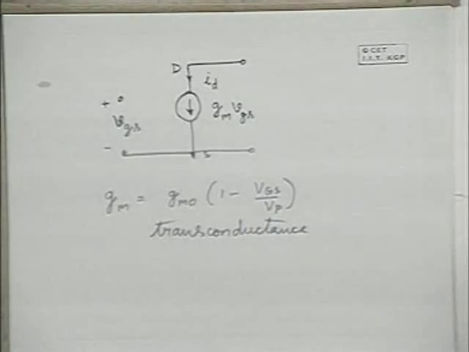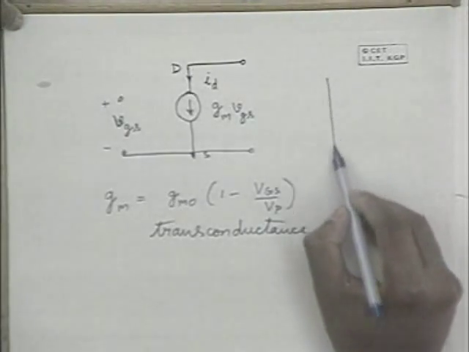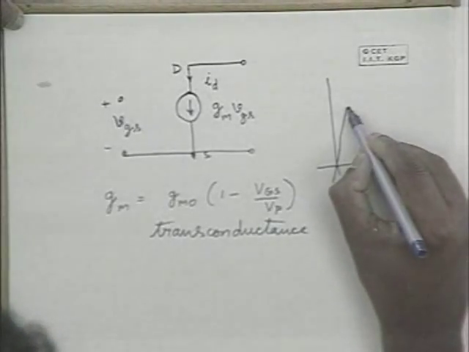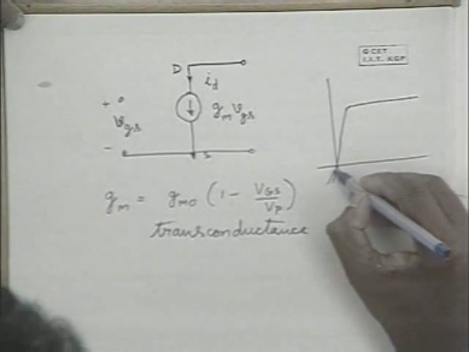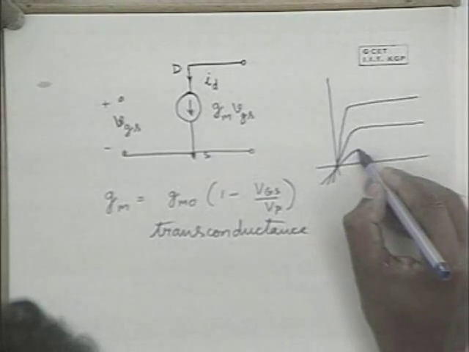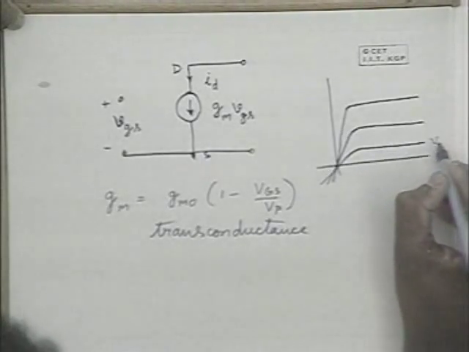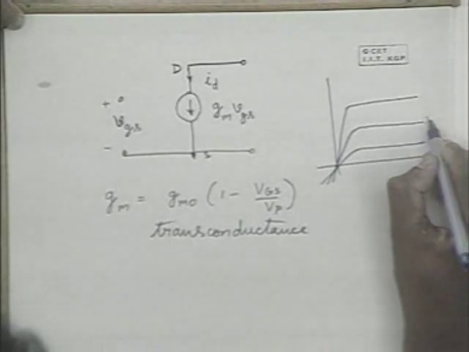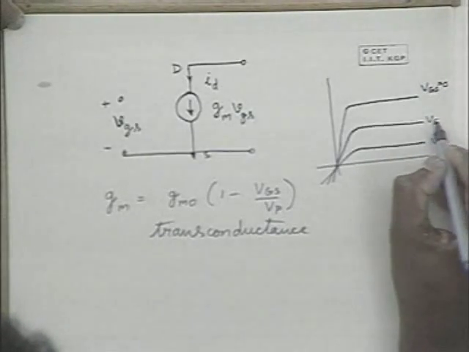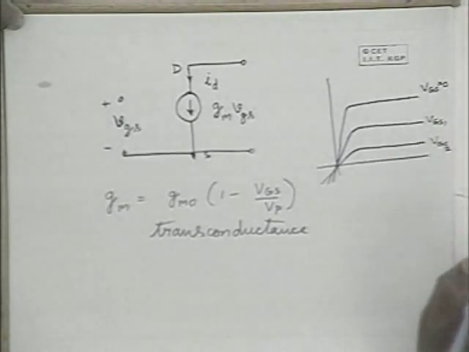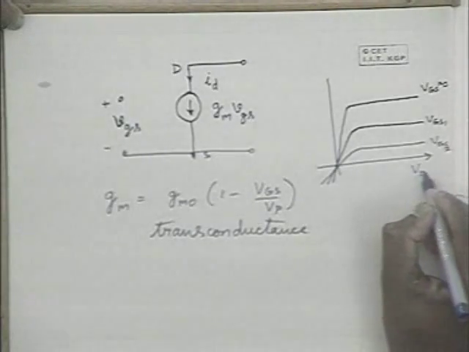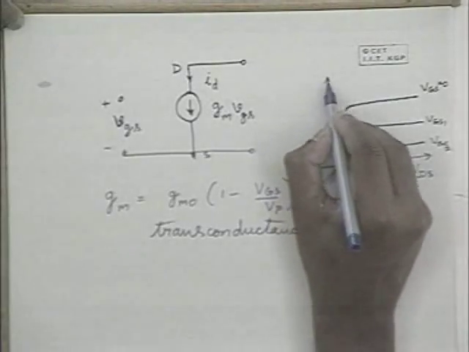Now, let us look at the output characteristics. The output characteristics are something like this, depending on the VGSQ. So this characteristic is for VGS equal to 0, this is VGS1, and this is VGS2, and so on. This is between the drain to source voltage and this is the drain current.